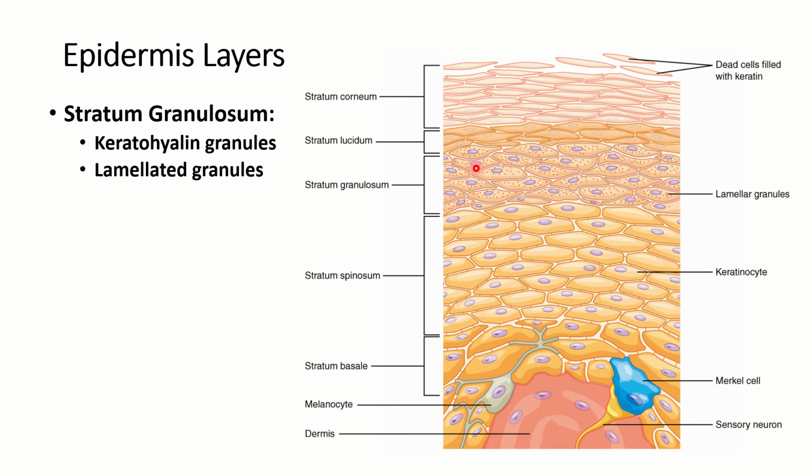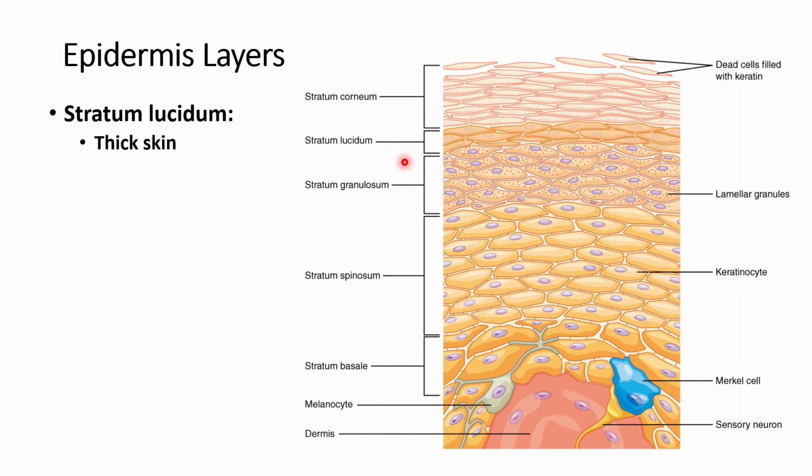Stratum granulosum, because it has granules or vesicles, that's why the name is granulosum. It has keratohyalin granules and lamellated granules because it contains fat or lipids. Here the cells are alive, but the organelles are damaged. And then the next layer is called stratum lucidum. Here the cells are dead, and you can see it only in the thick skin. So I will come back to the thick skin. What is the thick skin? In a second.